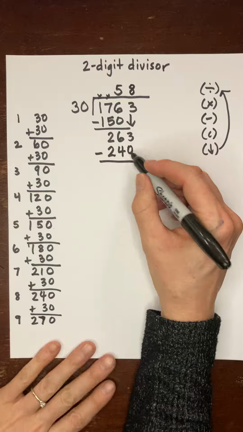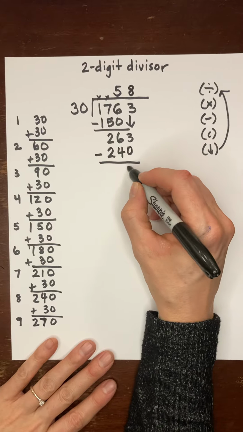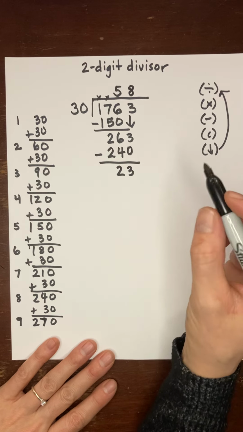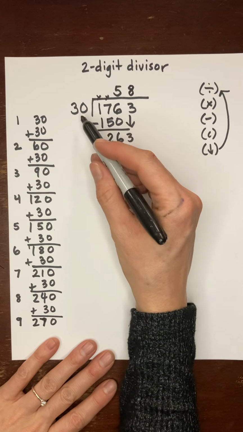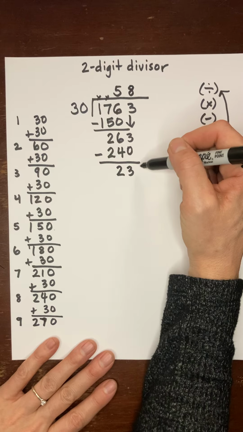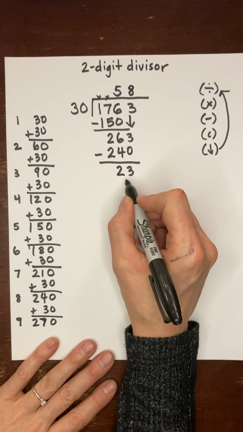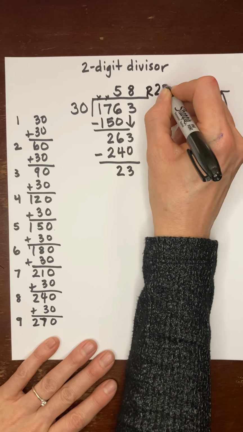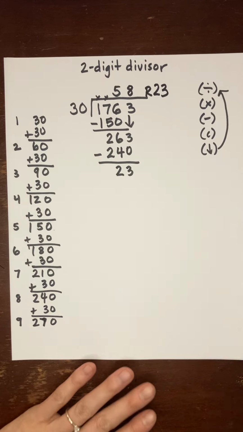Let's subtract. 3 minus 0 is 3. 6 minus 4 is 2. 2 minus 2 is 0. Okay, let's compare. Is 23 less than 30? Yes, it is. So we can go ahead and bring down, except we don't have any more numbers to bring down. This is the end of our problem. So this number here is called the remainder. We're going to write remainder 23. So 58, remainder 23.